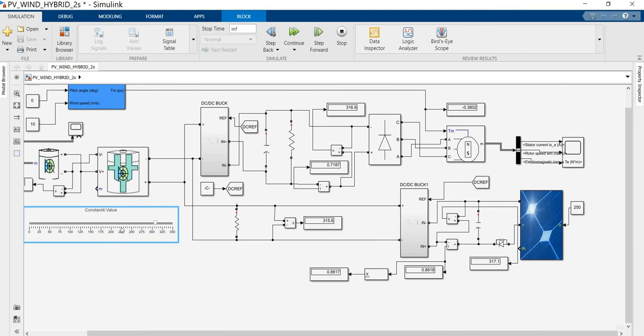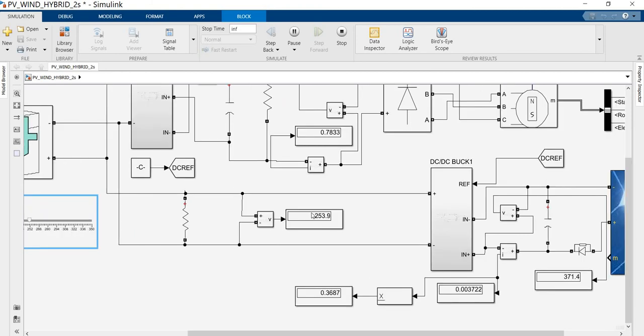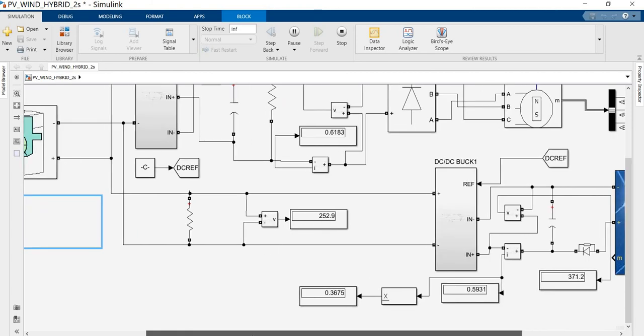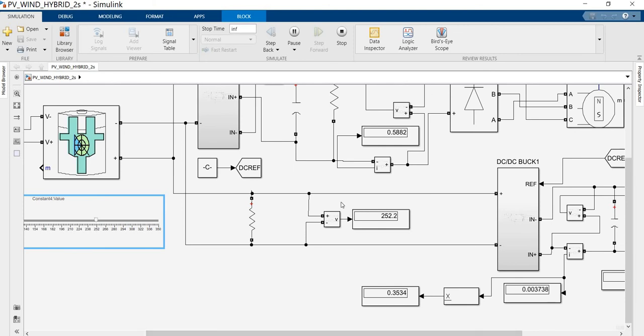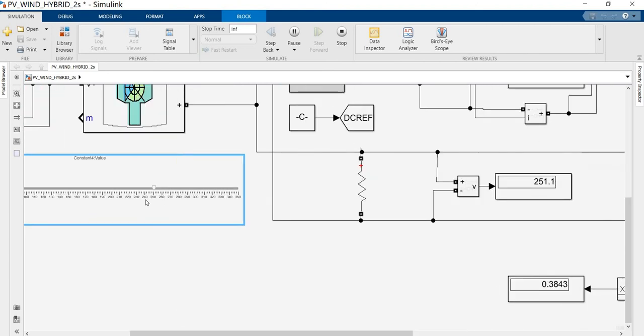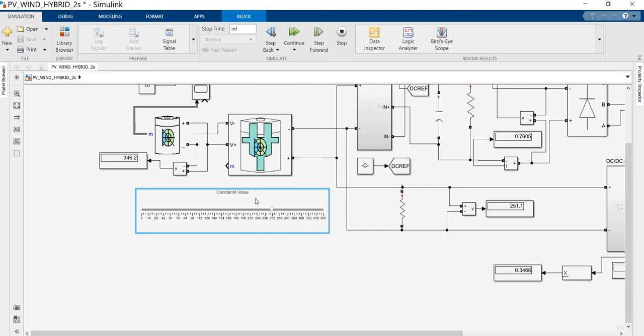Suppose I reduce that voltage to around 250. I have changed it. Again run the simulation. Please see this value, that is 254 something. What I have fixed here is nearby 250, 251 point something. So this is the simulation which can be run.